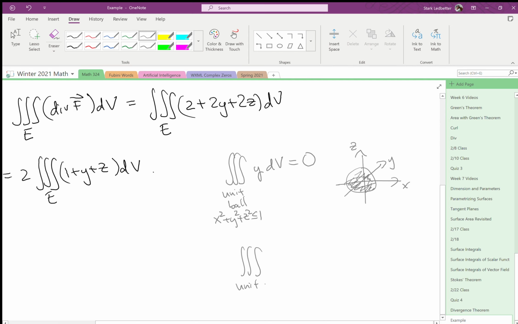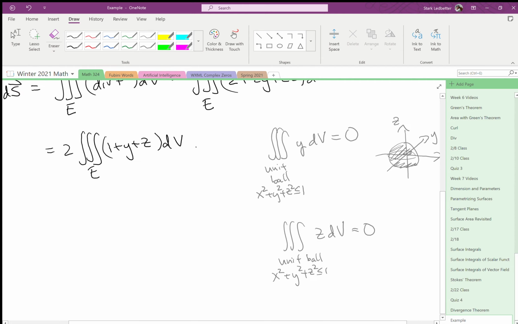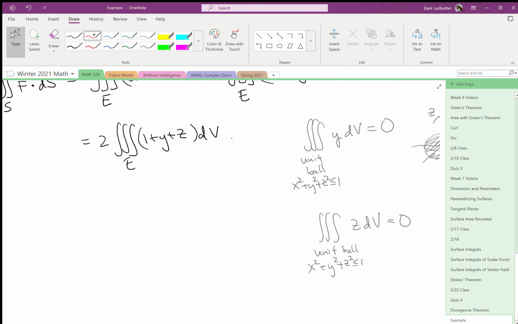Unit ball. If we integrate, we've got the unit sphere again. We've got positive stuff up here for z and negative stuff down here, and it's all the same stuff. So we expect this also to be 0. Okay, so if we know those things, then the integrals of both of those are 0.